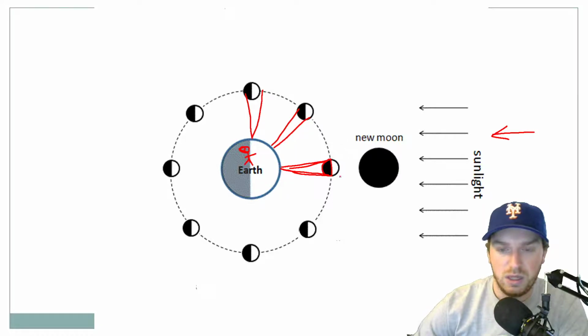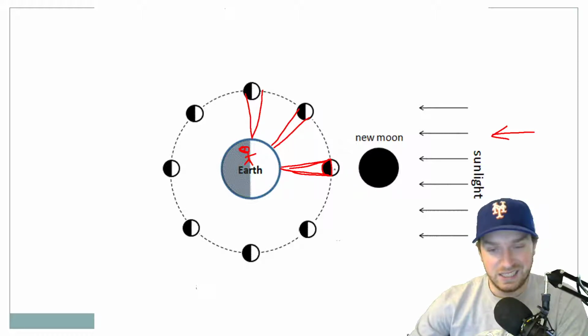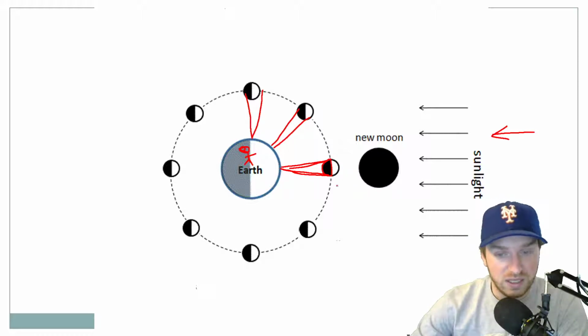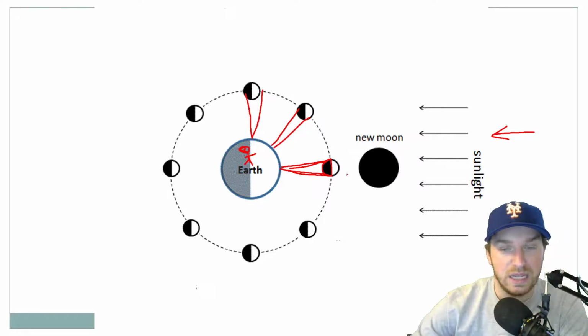And so when we look at this, we call this the new moon, because you actually will not be able to see the moon in the sky right here because, well, the entire side that is lit up, the entire side that is facing the sun, is not facing you. It's facing the opposite direction.